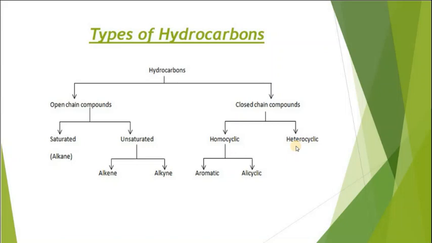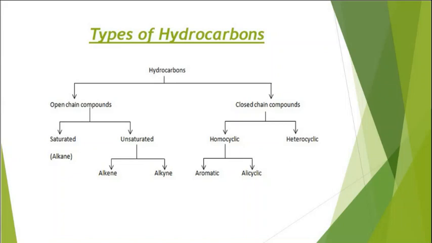But usually we are not going to study them in this chapter today. Homocyclic compounds are important to us. They may be of two types. They can be either aromatic or they can be alicyclic. Now we are going to discuss details of all these types of hydrocarbons.